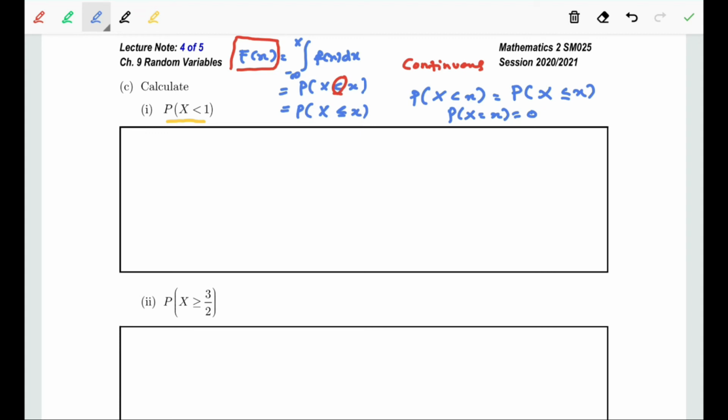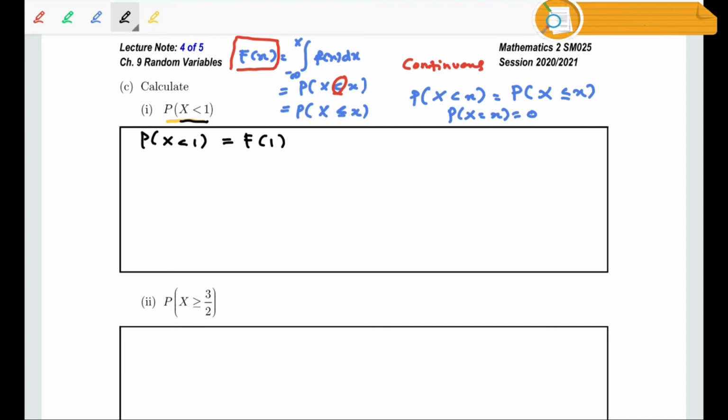So for this question, since the question asks for X less than 1, it's equal to P(X less than 1), which equals the capital letter F of 1. Why do we convert this into the capital letter F? Since from the previous part we have found out the CDF, we already have the cumulative function, so it's better to use the cumulative function to find the probability rather than using the PDF.